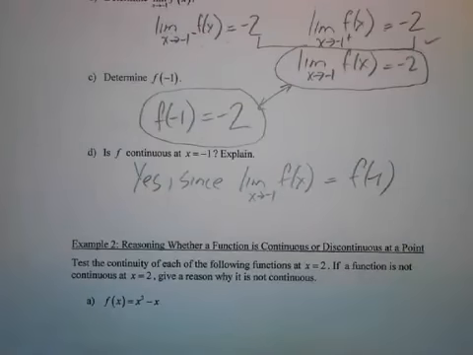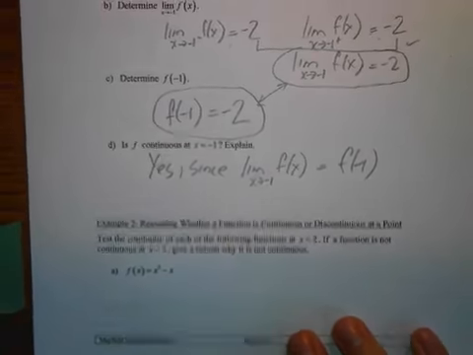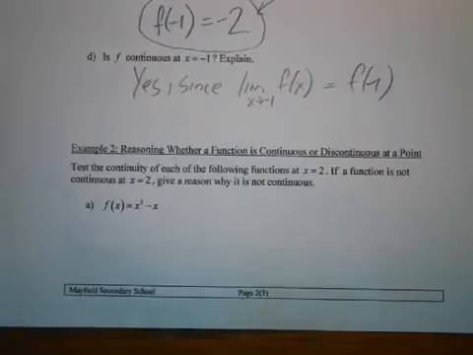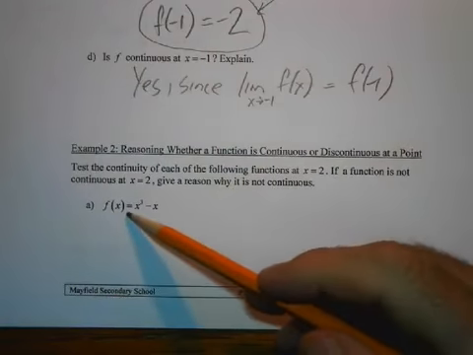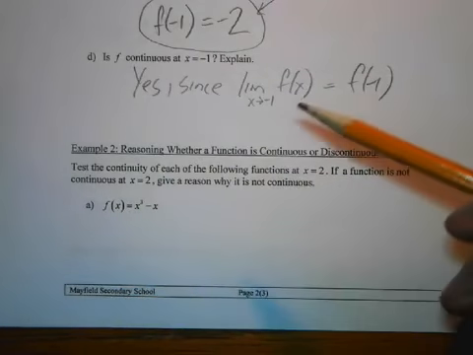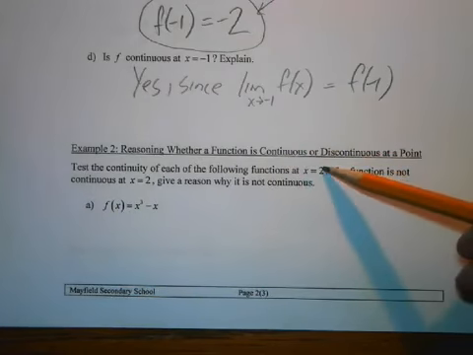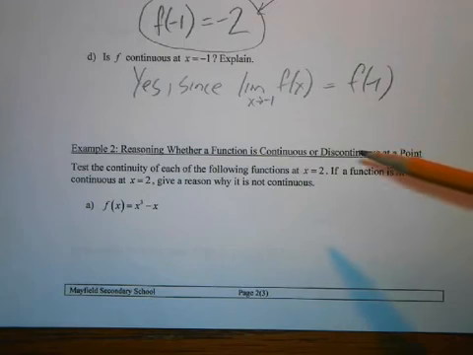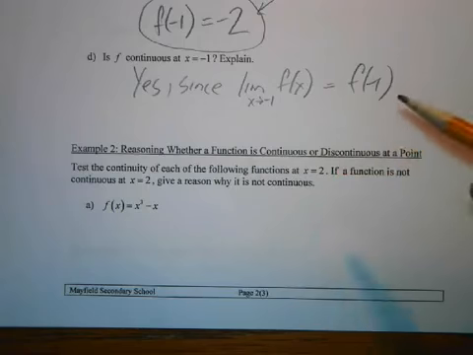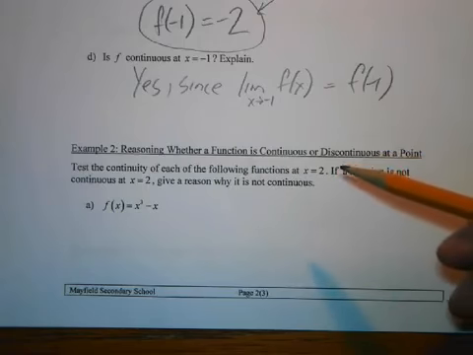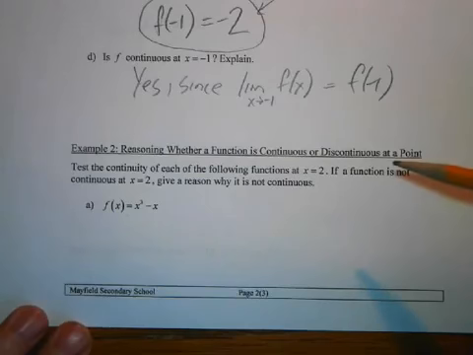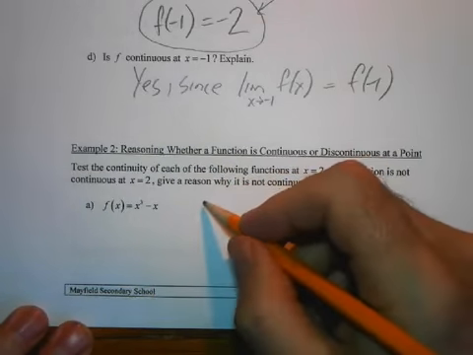Okay, another question at the bottom of the page. Test the continuity of each of the following functions. So this is actually the first of 5 different functions. For all of them, we're going to look at x equals 2 and decide whether the function is continuous at that value x equals 2. So hopefully by the time we get a couple of examples in, this should seem pretty obvious. So we're going to do 2 things.